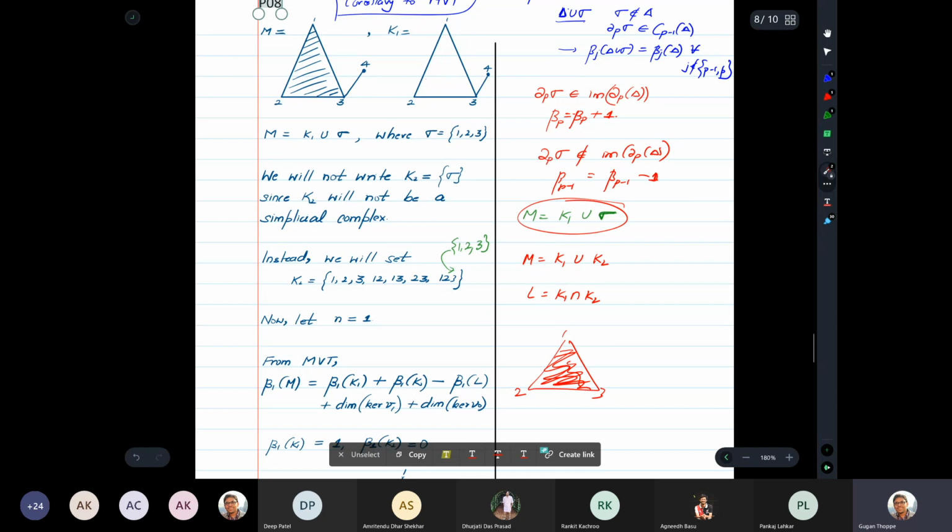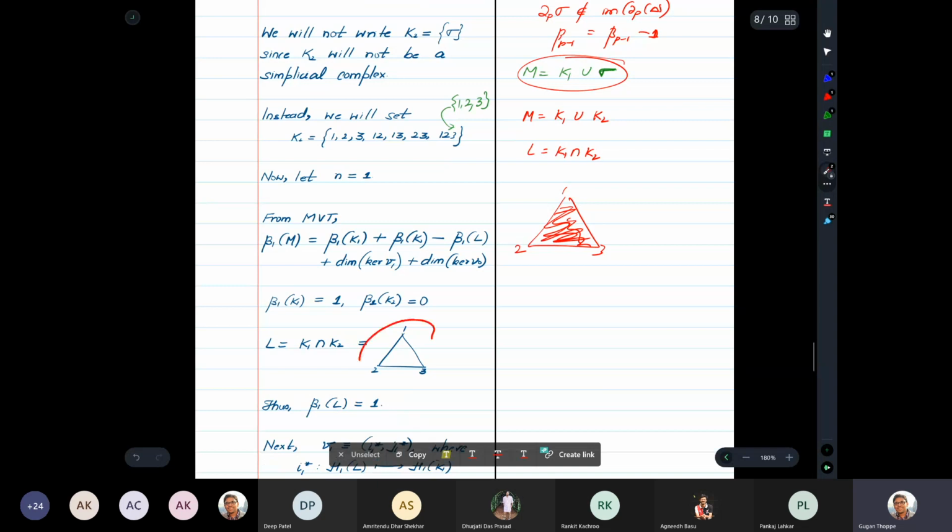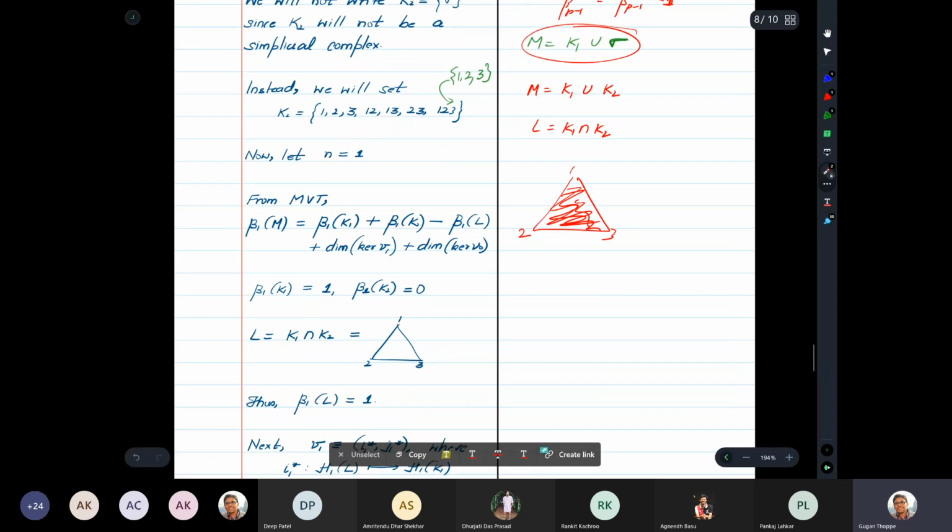That's why the intersection of K1 and K2 will not include this triangle, whereas it will include these 3 vertices and these 3 edges, right? So this is how your L will look. And there is a cycle over, there is a hole here. That's why Betti 1 of L will be 1, right?